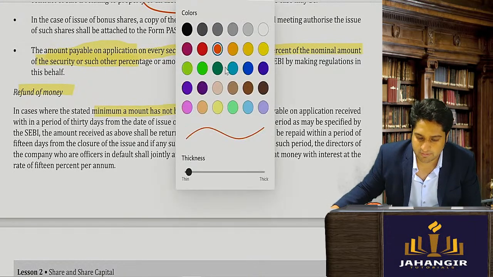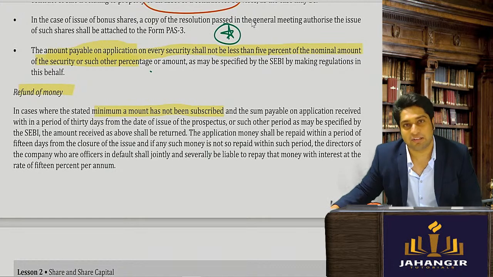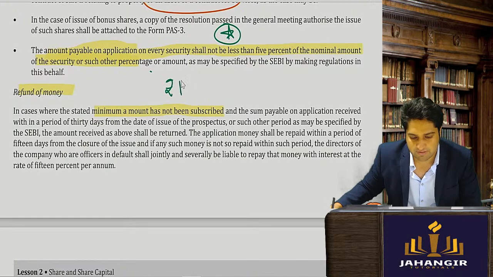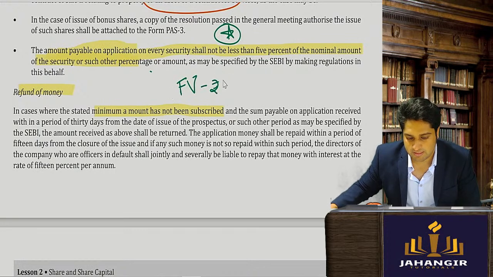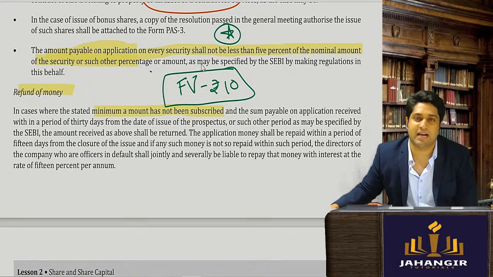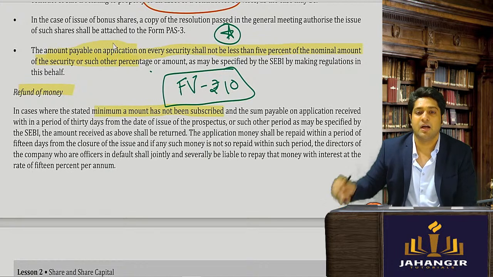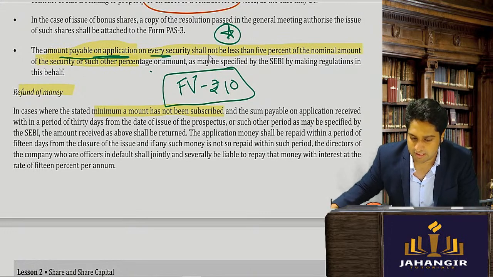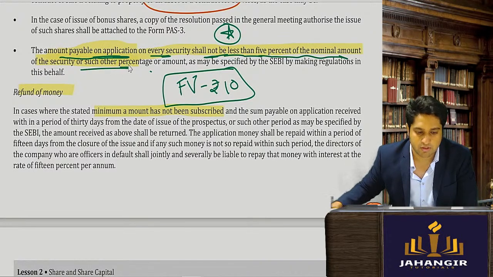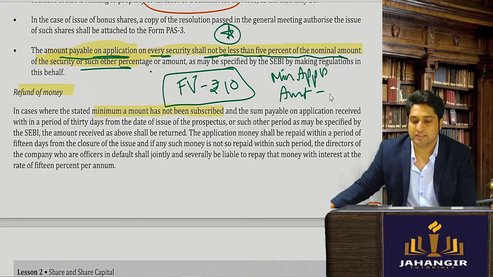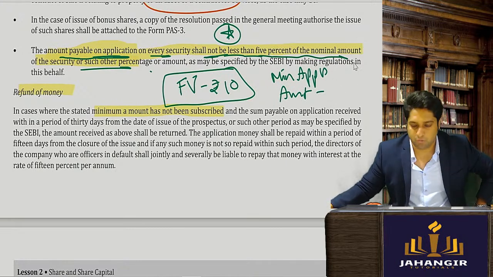Another important point, I want you all to put the number here. Mostly people get the numbers wrong. If the face value of the share is rupees 10, what is the minimum amount that the company can ask on application money? I'll read it: the amount payable on application on every security shall not be less than 5% of the nominal value. So minimum application amount shall not be less than 5%. How much does it come up to? Please put it in the chat box.